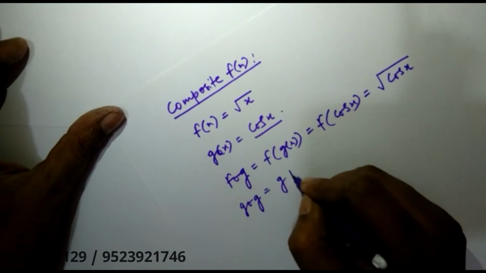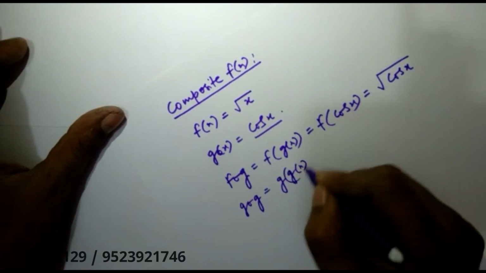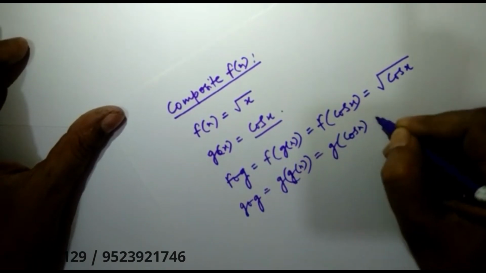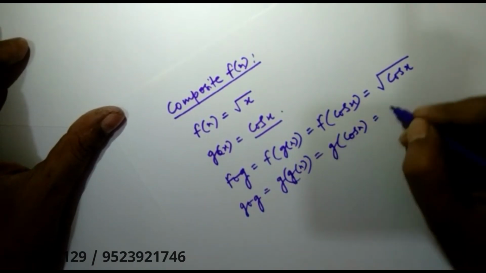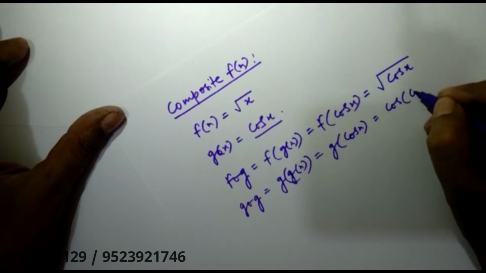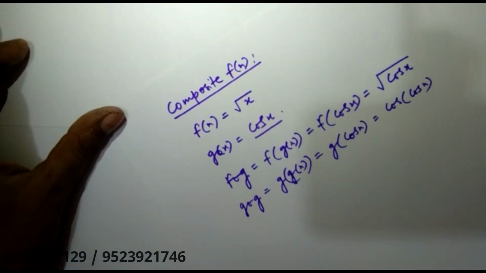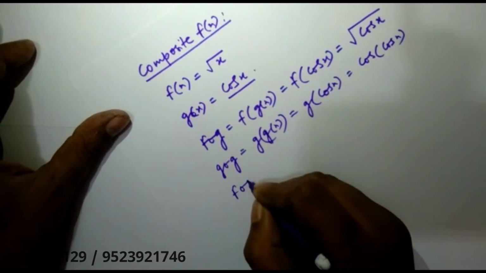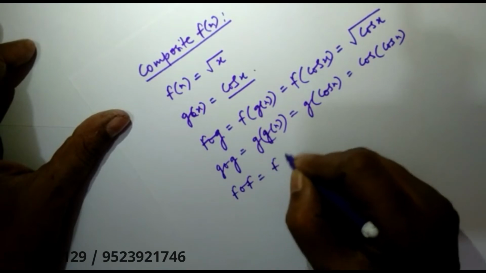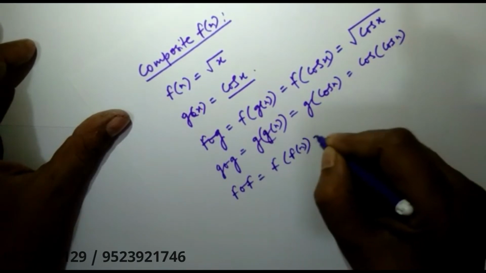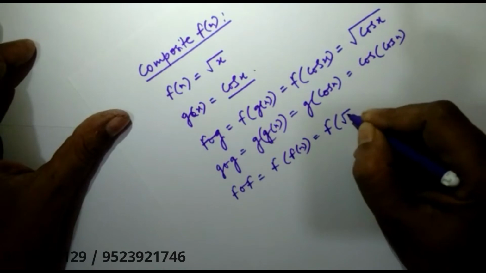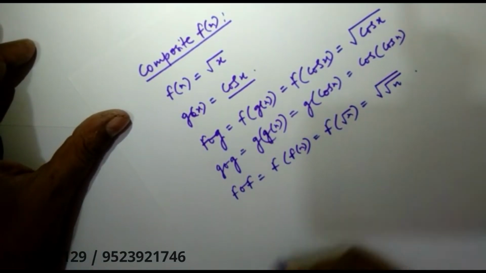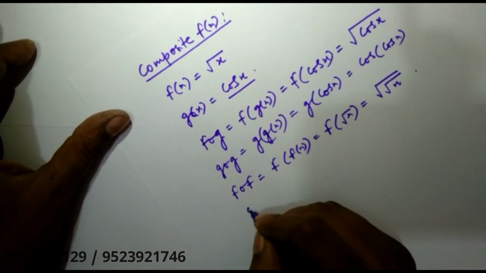Again, if you have to find g of g, that means g of g(x). Here g(x) is cos x, and again the cos of cos x. This is the composite function g of g. Again, you have to find f of f, that means f of f(x). Here f(x) is root x, then find root under root x is f of f.